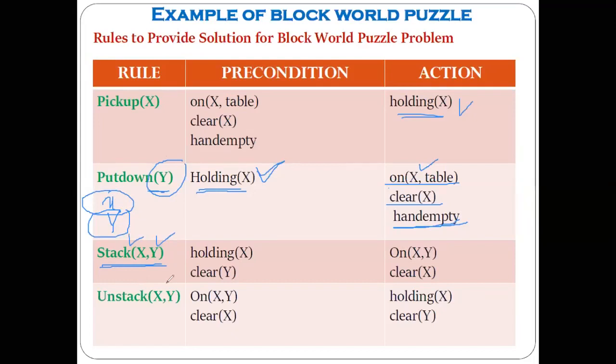Understood. Now, what are the preconditions for stacking X on Y, or putting X on Y? The precondition is that the robot must be holding X. Yes or no? Yes, sir. If we want to put X on Y, the robot must already be holding X. Correct? Yes. And Y must be clear. Yes, sir. That means there should be nothing on Y. Correct? Yes. This is the precondition.